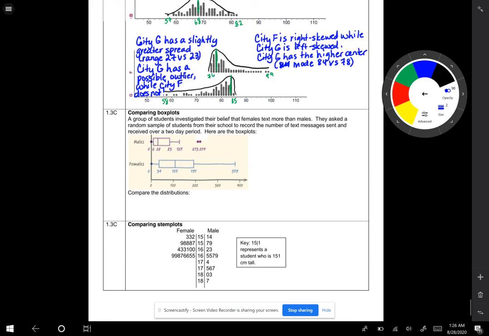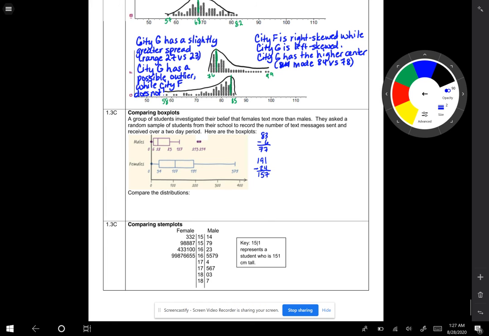The median for males is 23. Gosh, that's hard to read. And 2 outliers, these 2 dots over here, 213 and 214 are outliers. Q3 is 83 and Q1 is 6. So over here, 83 minus 6, that's 77. And for the females, it's 191 minus 34, which is 157. Wow, that's a big difference there.